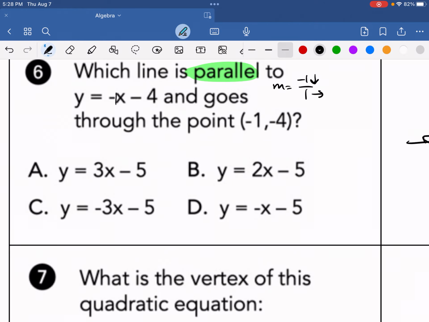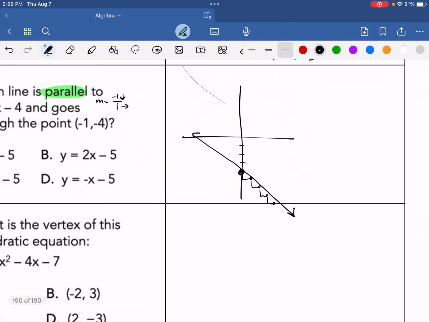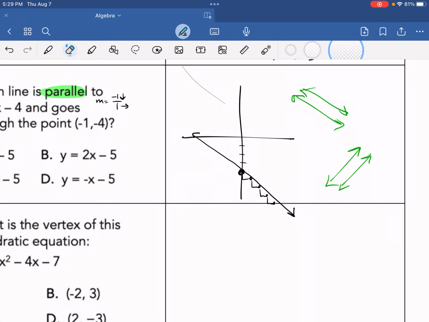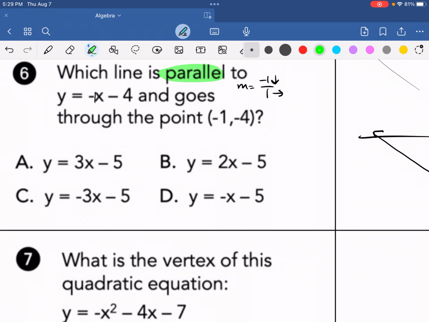Which line is parallel? That means it has to be going in the same direction, because parallel means they don't cross. So two parallel lines would look like this. Those are parallel. Or maybe this way. Or however, but they should not cross. So what has to be the same? The slope has to be the same. This part has to be the same because they're going the same direction.